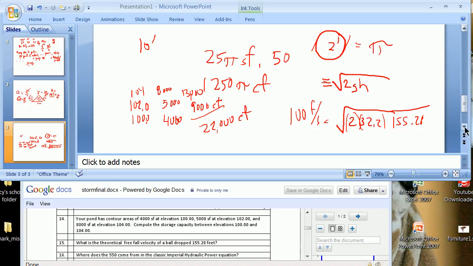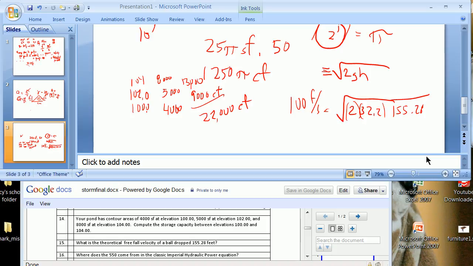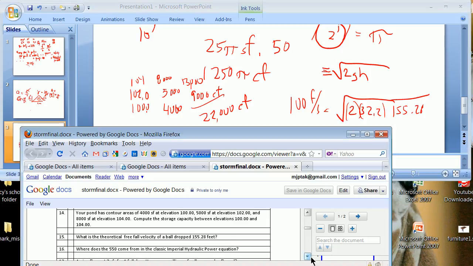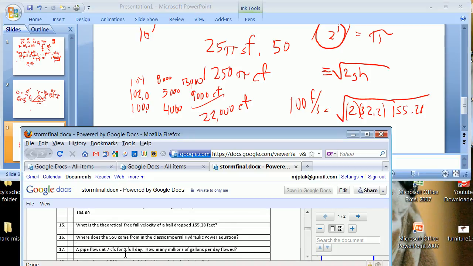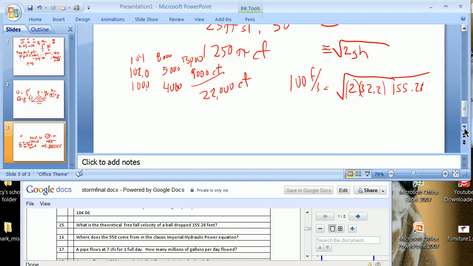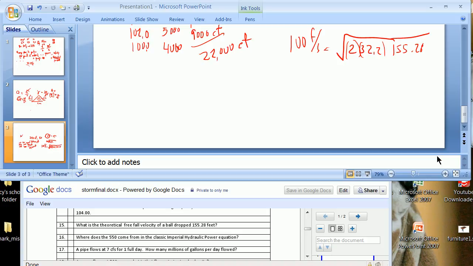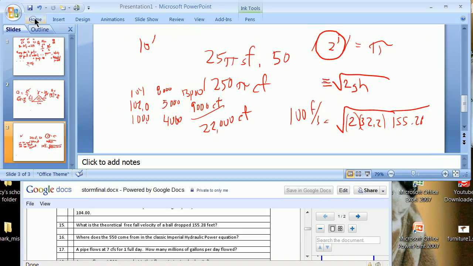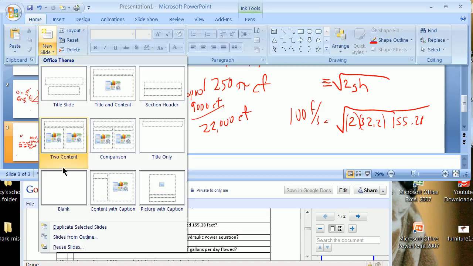The 550 comes from 550 foot-pounds per second equals 1 horsepower. You continue through here. These next ones are pure conversion problems. I won't work them out here, but I will work them on the board, as we say. You could do that any number of ways, but effectively, I'm going to go home, new slide.